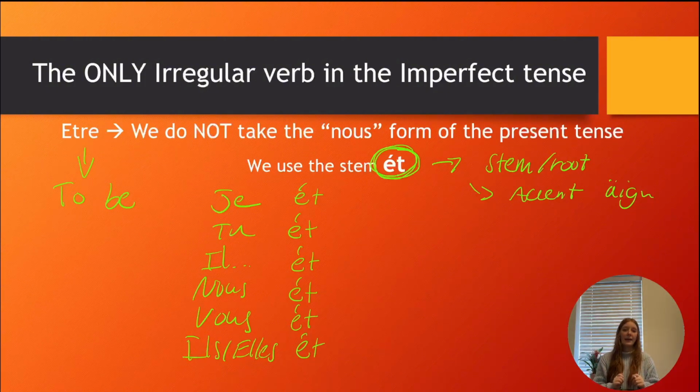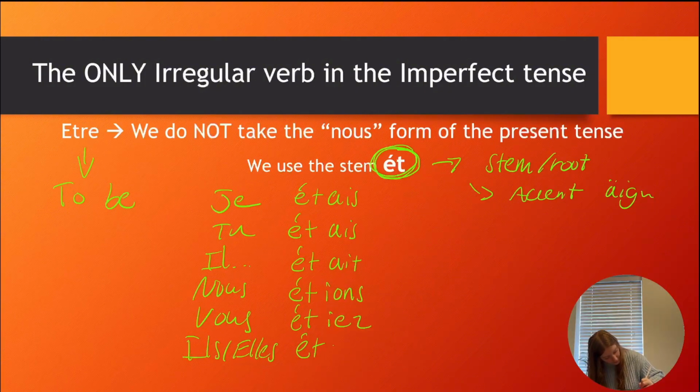We add the same endings as before. So, AIS, AIS, AIT, so été, they're pronounced exactly the same. And then here we've got étions, étiez, and then étaient. Like that, so same endings, okay, just different stem, that's all.